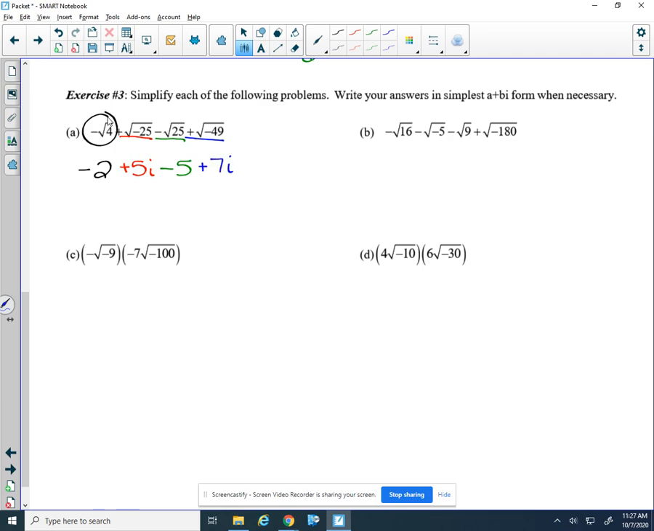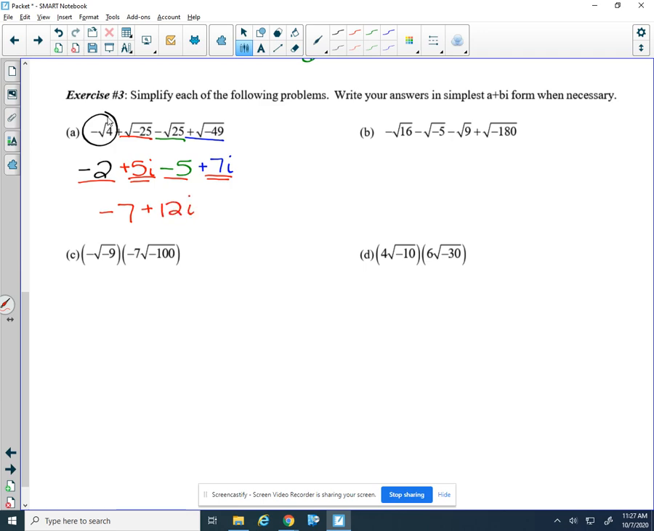So now we kind of see those complex numbers. We have some real parts, we have some imaginary parts. Negative 2 minus 5 is negative 7. And then 5i plus 7i is 12i. Okay, so that's my final answer.